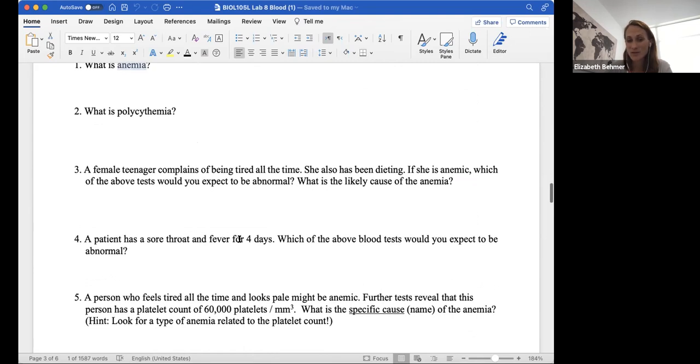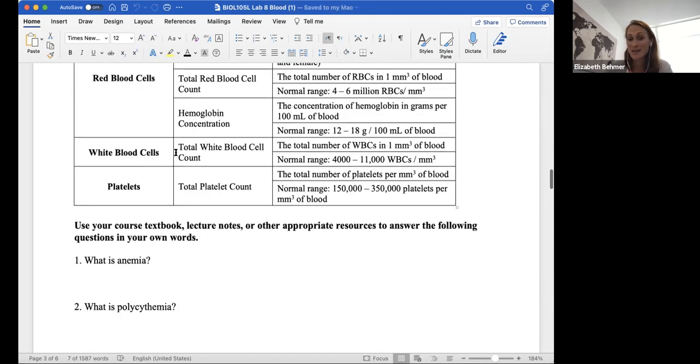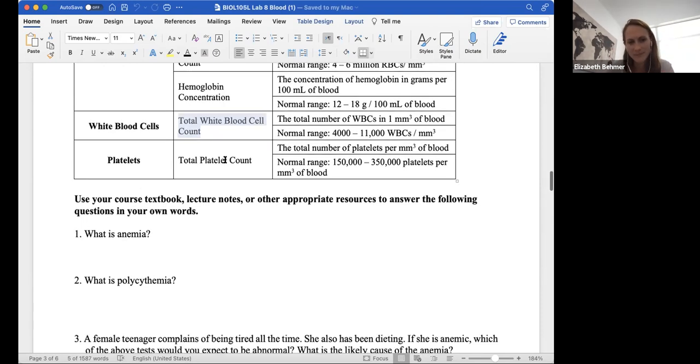A patient has a sore throat and fever for 4 days. Which of the above blood tests do you expect to be abnormal? Usually if someone is fighting off an infection or a fever, their white blood cell count will be increased because your white blood cells are the cells that fight off infection. So if this person has an infection, a fever, a sore throat, it sounds like strep throat, their white blood cells have probably risen to try to fight off that infection.